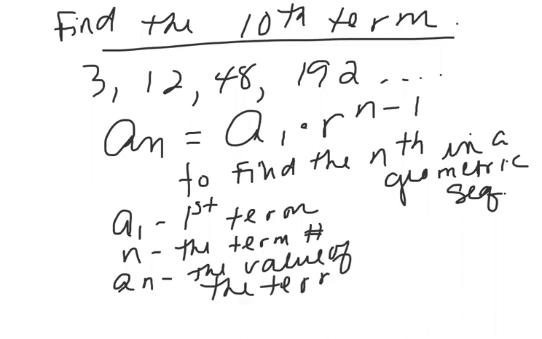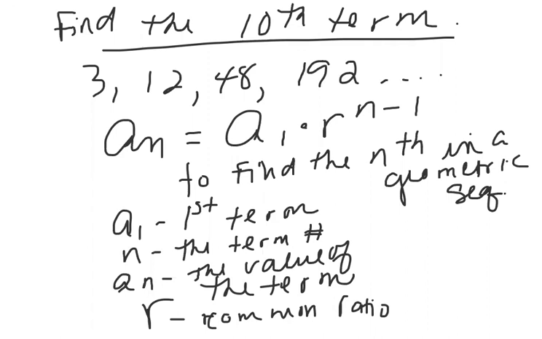And then, of course, the only difference is R, and R represents the common ratio. That's the only difference in the variables, okay? So guys, now that you have your formula, you can go ahead and calculate the 10th term.